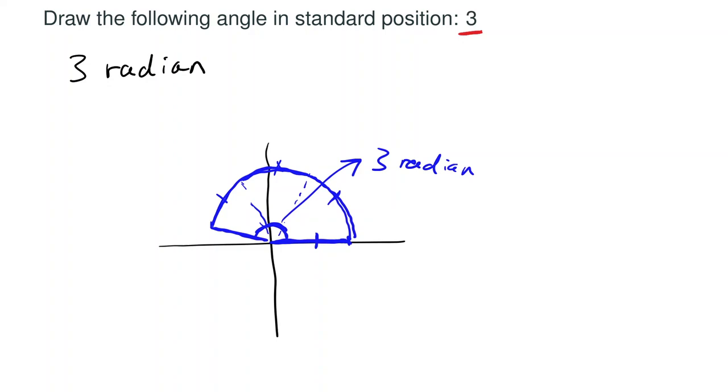And remember, pi, which is about 3.14 and an unending decimal, was exactly this right here. Therefore, 3 radian should be a little less than pi, which is right here. So this is a terminal ray. So let me mark it this way. Here's the initial ray. Here's the terminal ray. And this angle refers to 3 radian.